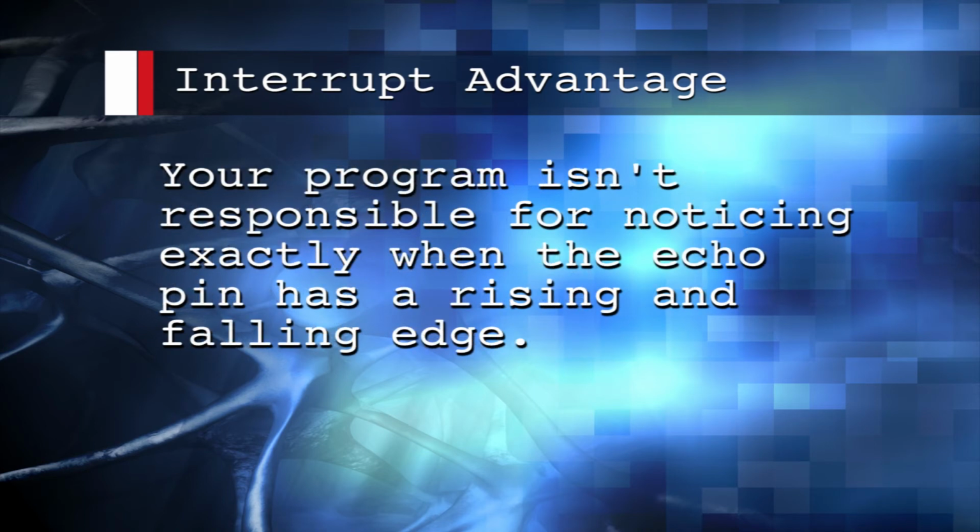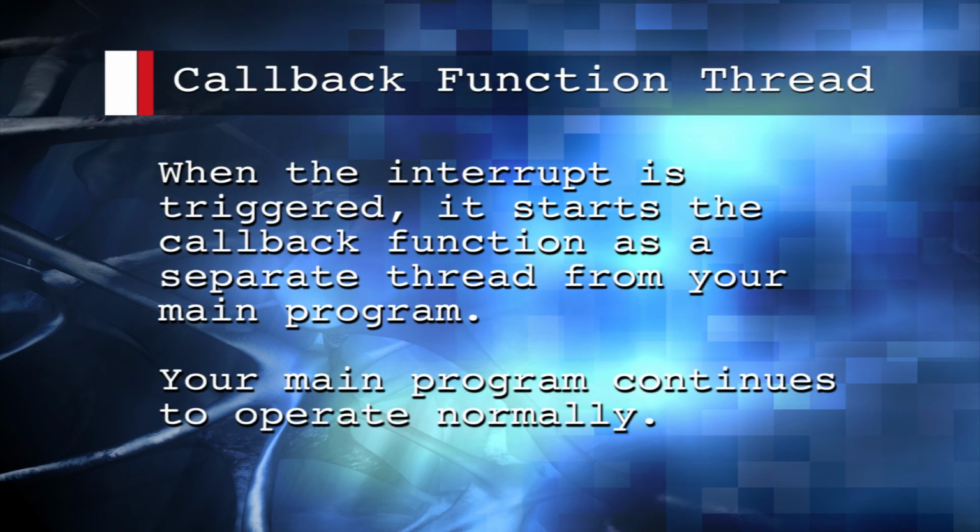Using interrupts means that the responsibility for noticing when the rising edge happens shifts away from your main program. When the interrupt is triggered, your program starts a separate thread of program functionality referred to as a callback function. This callback function can perform some operations without directly affecting your main program, so your program can continue whatever it's doing and work with the data from the interrupt whenever it's ready.